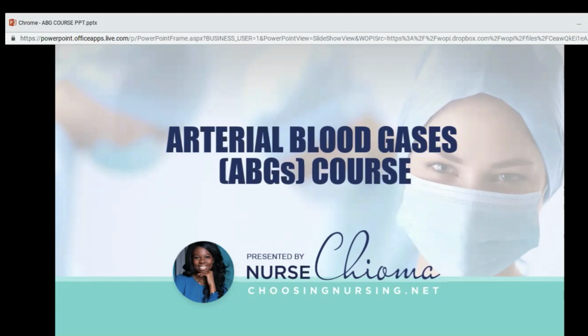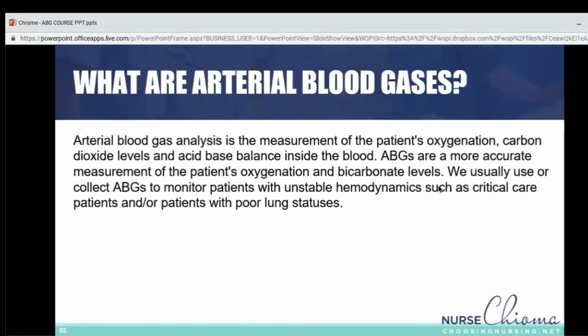So let's begin talking about ABGs. First thing we're going to do is set a foundation by explaining what ABGs are, what the purpose of ABGs is, why you need to know this, that kind of stuff. So arterial blood gas analysis is the measurement of the patient's oxygenation, their carbon dioxide levels, and their acid-base balance inside the blood.